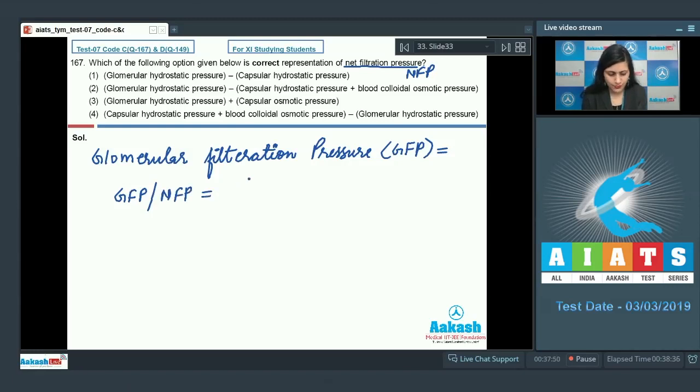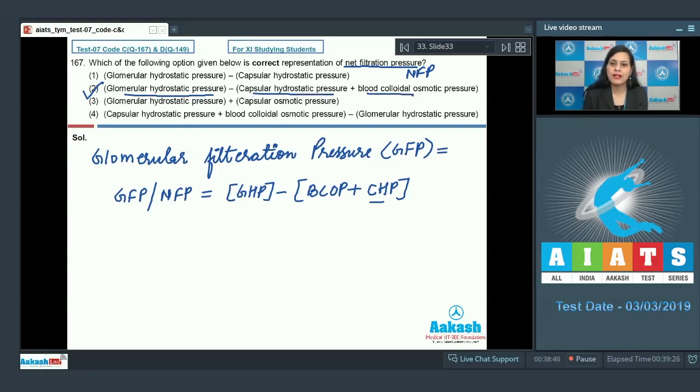is equivalent to GHP minus BCOP plus CHP, where GHP stands for glomerular hydrostatic pressure, BCOP stands for blood colloidal osmotic pressure, and CHP stands for capsular hydrostatic pressure. So the correct answer to this question is option number 2, glomerular hydrostatic pressure minus capsular hydrostatic pressure or CHP plus blood colloidal osmotic pressure or BCOP.